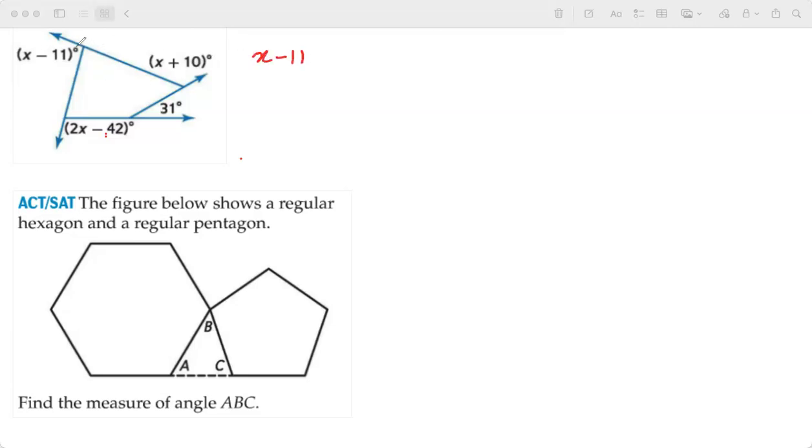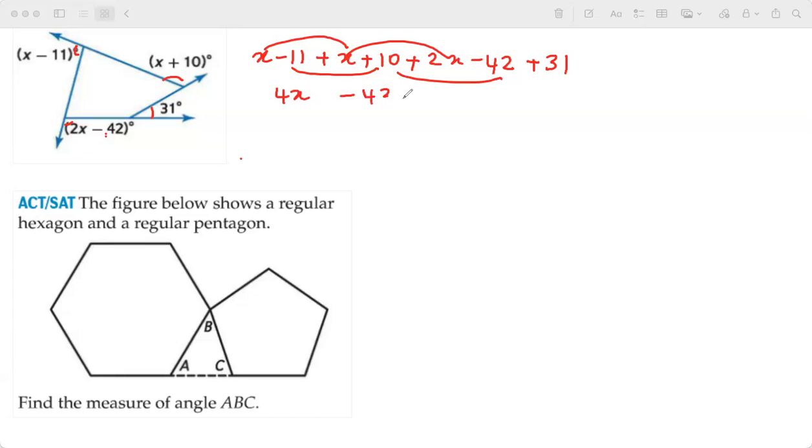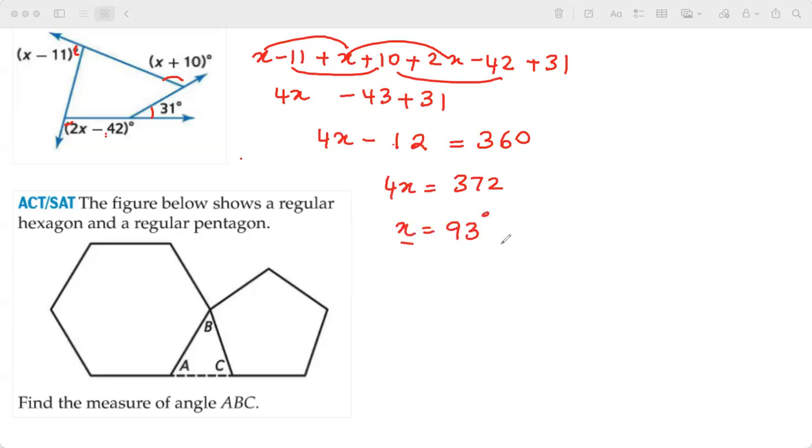X minus 11. See, these are all exterior angles of a polygon. Any polygon's exterior angles will add up to what? So you're just going to form equations. These are very nice, easy questions that might come up in your standardized test, so you need to know all this. You can combine them: 4x, minus 1, minus 43, plus 31. Now 4x minus 12. 3 minus 1 is 2, 4 minus 3 is 1. So that will be equal to 360, right? 372 equals 4x. X will be equal to 93.